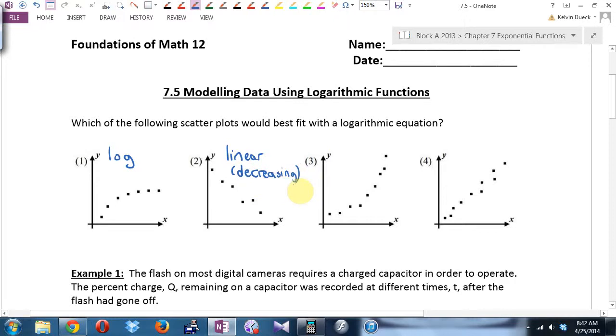Is scatter plot 3? Okay, this is exponential. It could be half of a parabola, I'm not sure, but it looks like it's getting really steep really fast, so my guess is exponential. I'd really need more data to be sure. So I think this is exponential and it's increasing. What about the fourth one? Linear increasing.